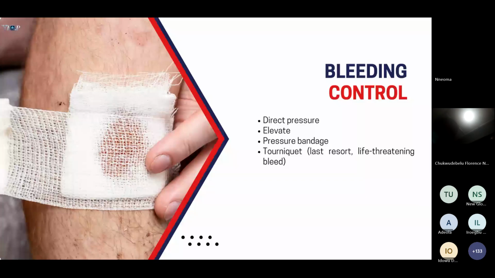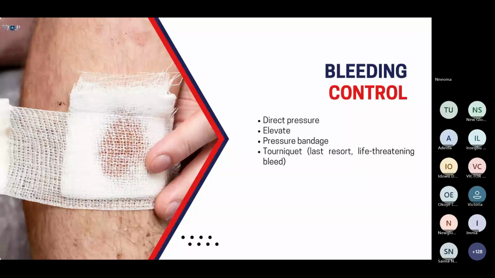Now, the next thing is to apply a pressure bandage. Make sure that it is firm, but not too tight. Then use a tourniquet. Now a tourniquet is like the last resort in a life-threatening situation, let's say the person is bleeding so much, like this arterial bleed. Only use a tourniquet if you are trained to use one, please.